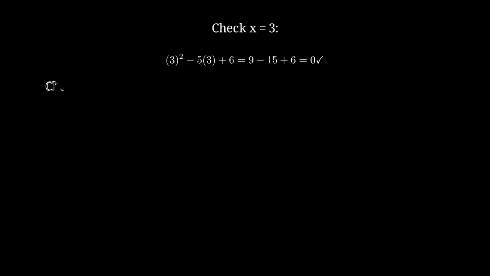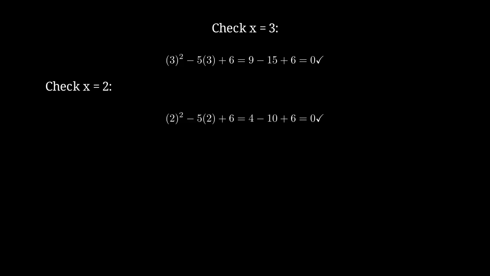Let's verify our solutions by substituting them back into the original equation. First, let's check x equals 3. 3 squared minus 5 times 3 plus 6 equals 9 minus 15 plus 6, which equals 0. This checks out. Now let's check x equals 2. 2 squared minus 5 times 2 plus 6 equals 4 minus 10 plus 6, which also equals 0.